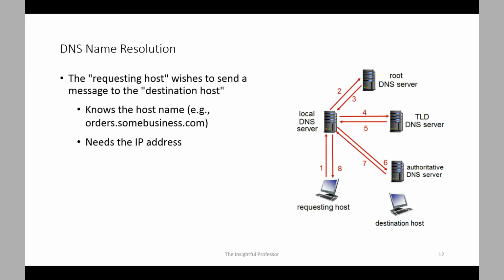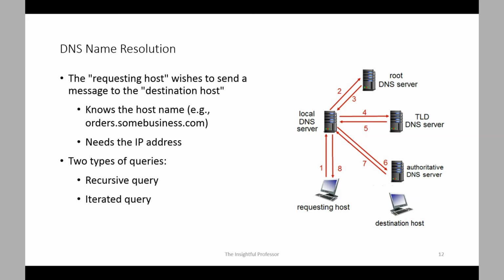Here's how the name resolution works with a little diagram to illustrate the concept. So the requesting host, which we see in the lower left corner of our diagram, wishes to send a message to the destination host, indicated in the lower right corner of our diagram. The requesting host knows the name, perhaps it's something like orders.somebusiness.com, of the destination host, but we need the IP address in order to send our packets through the network. So this is where DNS is coming into play.